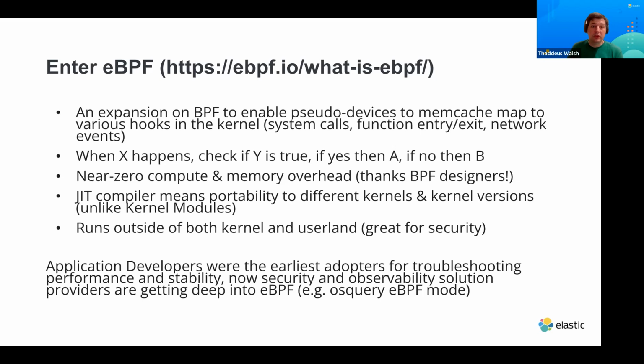So the extended Berkeley Packet Filter is literally just an extension of the BPF functionality to these other intra-kernel communications that historically you would never have had an opportunity to get a live data feed from without compromising the stability or the performance of the system. So when X happens, check if Y is true. If yes, then A. If no, then B.